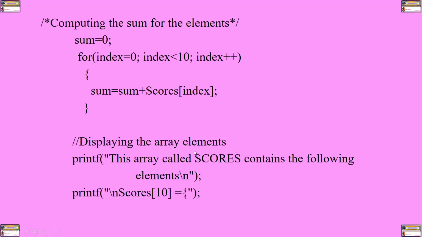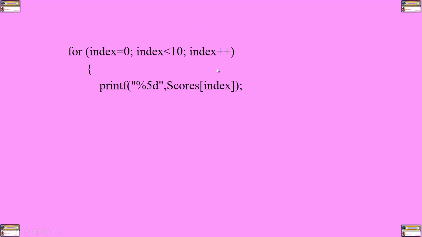So this statement will be displayed on the screen: this array called scores contains the following elements. Then from there, we write the name of the array and the closing 10 in subscript. Once these characters are displayed as they are, the next part is the for loop, which will be used to do the printing.